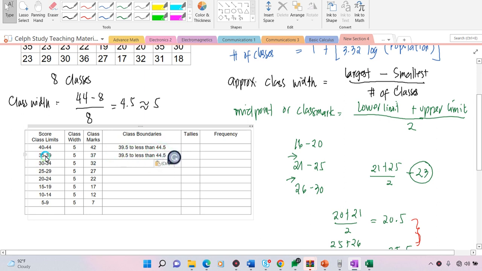So here we have 34 and we have your 35. So that is 34.5. Extend to less than, add 0.5 to 39. So that is 39.5. Okay, same here. So this is 29.5. Add 0.5 to the end point. So we have your 34.5.